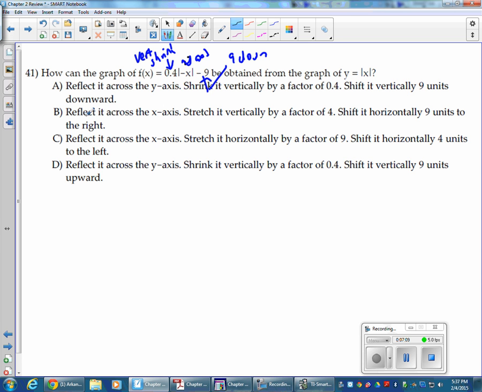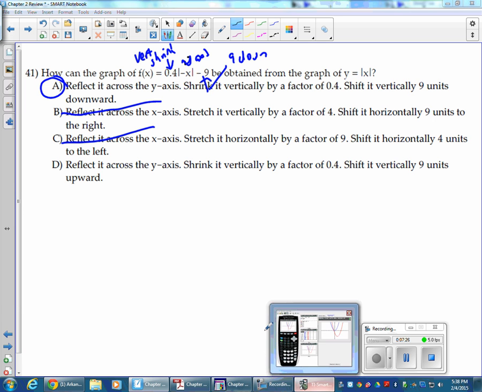So now we're down to it not being b, it not being c. Shrinking it vertically by a factor of 0.4, so that's both. And then vertically 9 units, it's going to be downward, not upward. So that's going to be a.